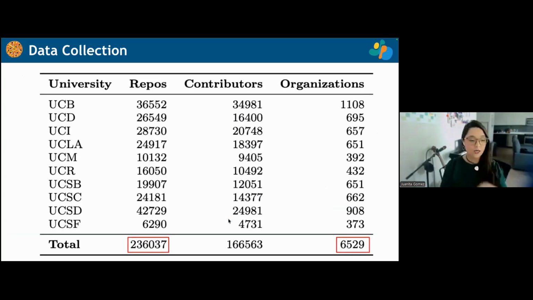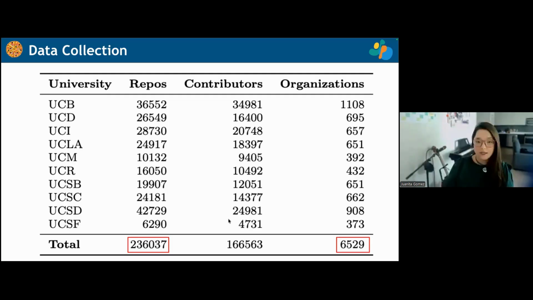After running this with the 10 universities of California, I was able to collect 236,000 repositories and about 6,000 organizations, which is great. However, there are a lot of limitations with GitHub's API. There are API limits, so there is a certain amount of data that you can get with each query. So this is in no way comprehensive. There is a lot more data out there that I don't have, but this is a good start.